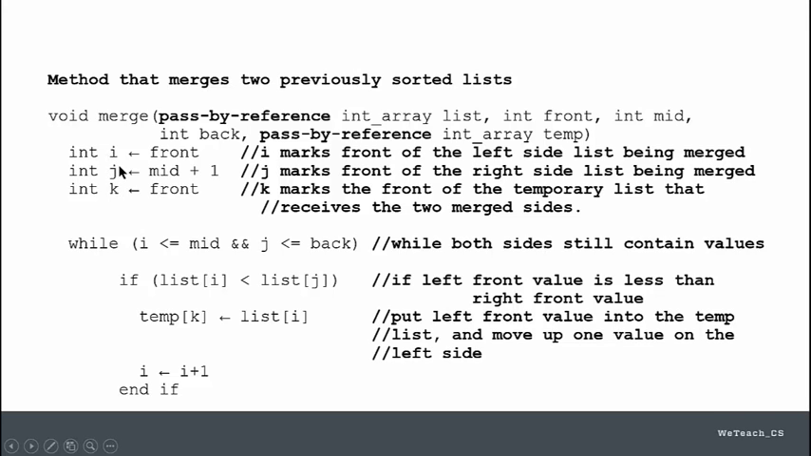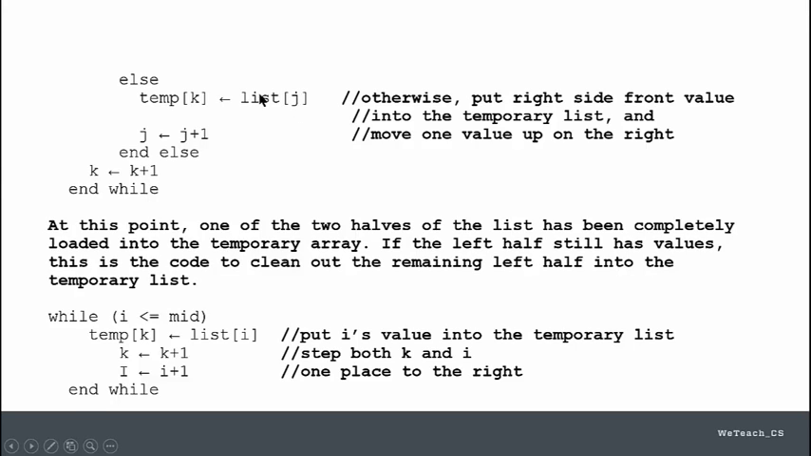Then 3 variables are used inside of merge. One to mark the front of the left side, one to mark the front of the right side, and this marks the front of the temporary. This while statement says, as long as I have something in both lists, they're not completely empty, then I compare the front value of the left with the front value of the right and put the lesser one in the position. This will put the left front value into the temporary list, and then I takes a step. This one will take the front value of the right side, put it into the temporary, and then that takes a step. That will take a step regardless.